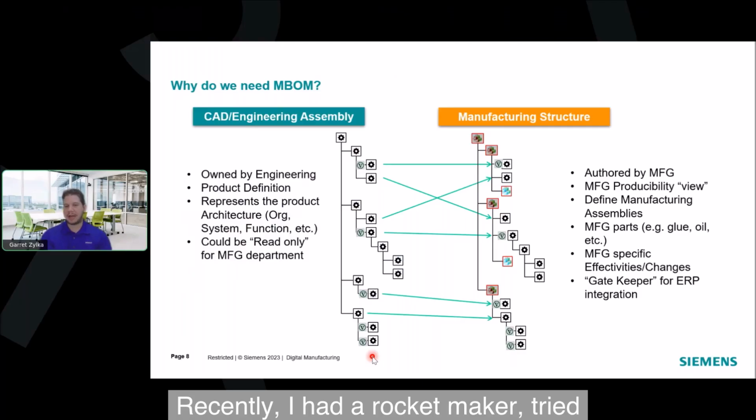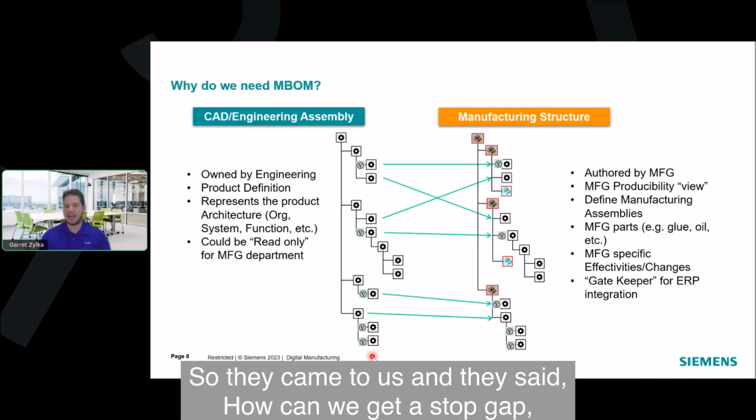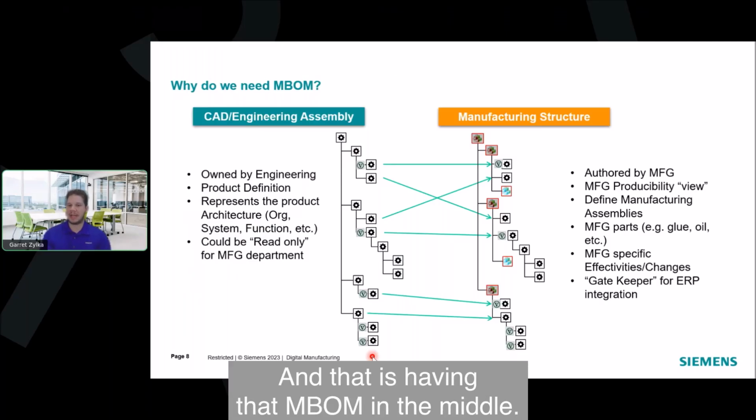Recently, I had a rocket maker try to go from an EBOM to a bill of process, and this is exactly what happened. So they came to us and they said, how can we get a stopgap, they called it, to an ERP? And that is having that MBOM in the middle.